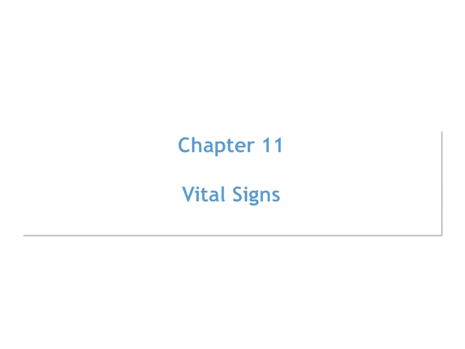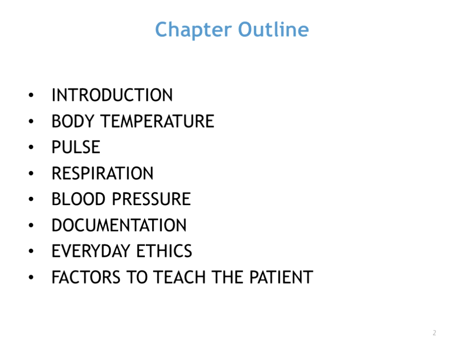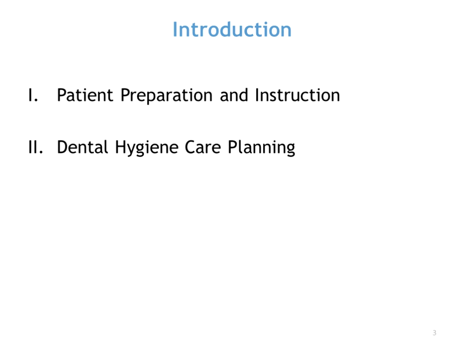This is Chapter 11 of Wilkins. We're going to discuss vital signs. We discussed this just a little bit in class. The chapter outline is in your textbook, so we're going to talk about temperature, pulse, respiration, blood pressure, documentation. Always documentation.